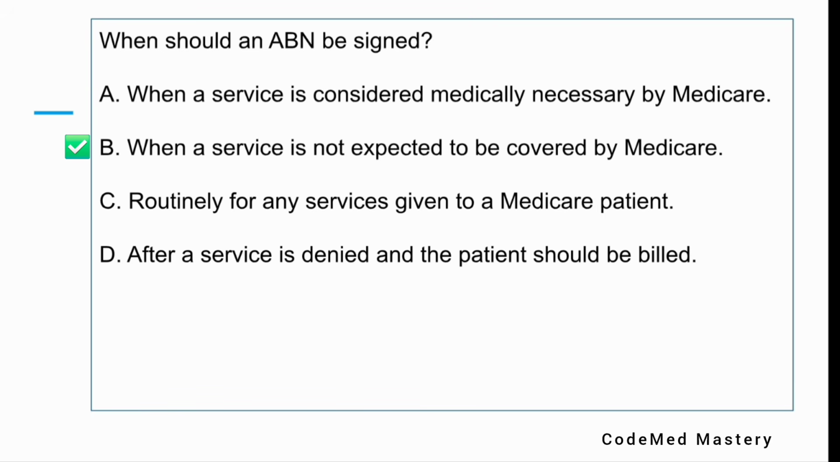So what is ABN? ABN is Advance Beneficiary Notice. It is a standardized form that explains to the patient why Medicare may deny the service or procedure.